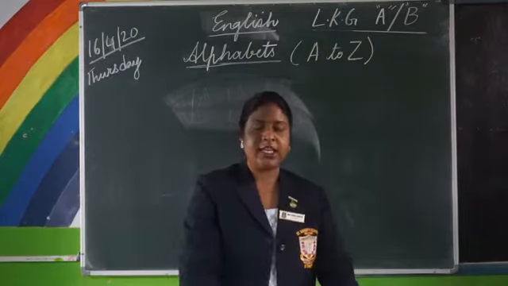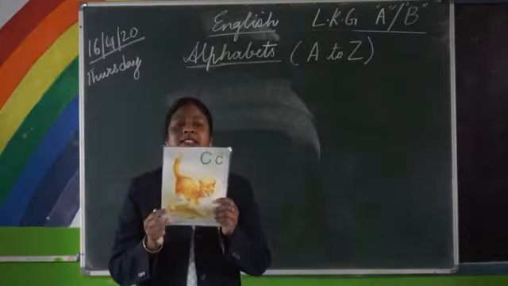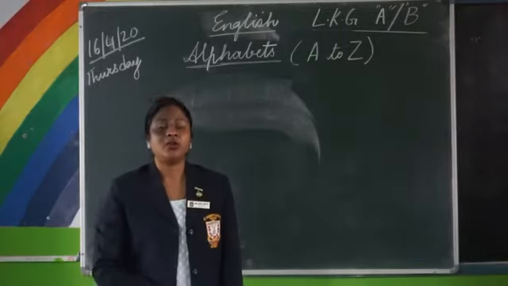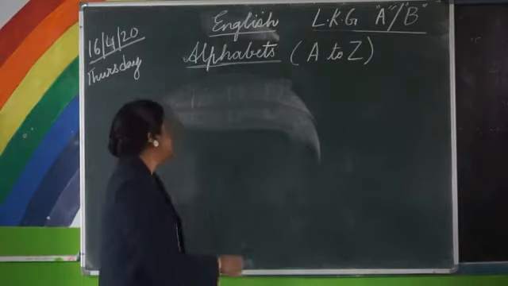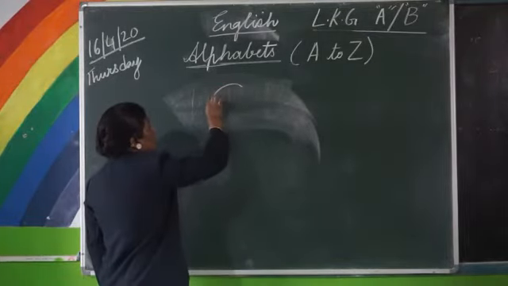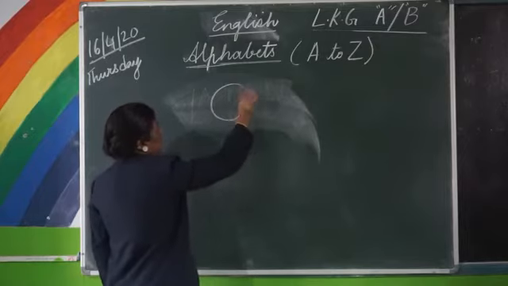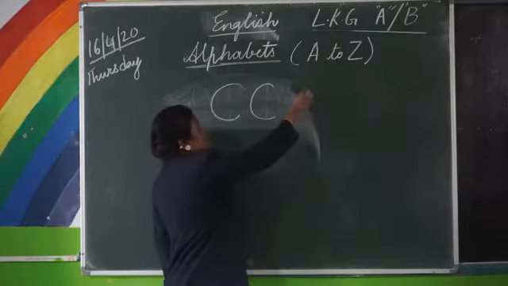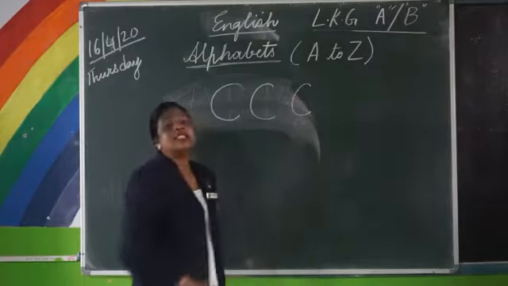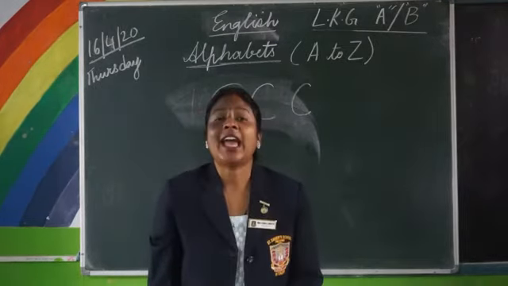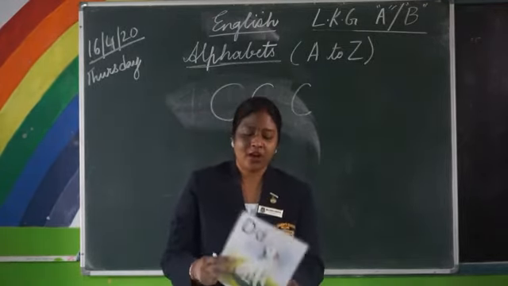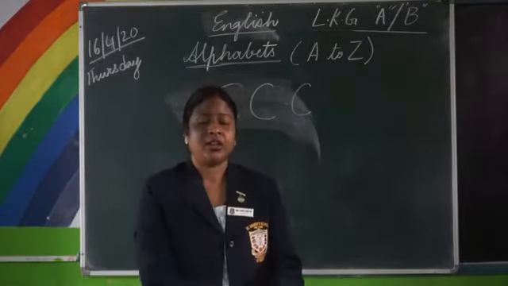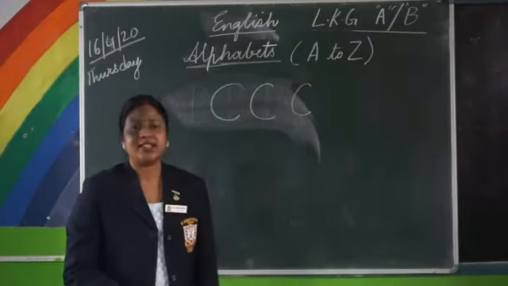Now, C for cat. Now, we are going to learn how to make the letter C. A big curve is letter C. A curve makes letter C. C for cat. D for dog. Now we are going to learn how to write the letter D.